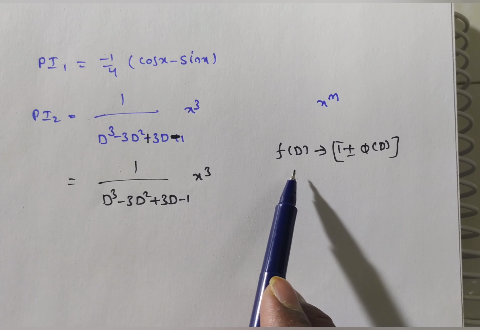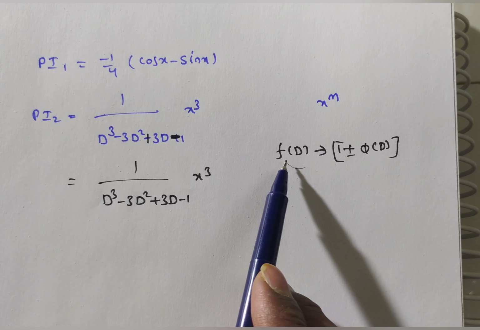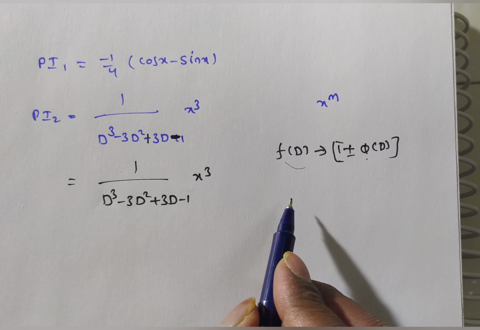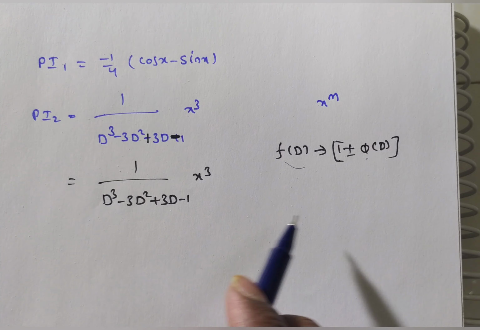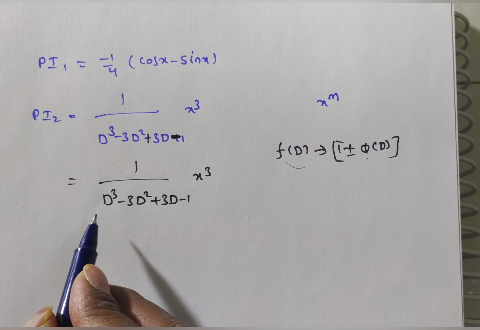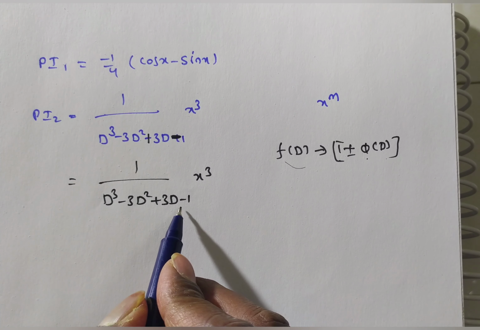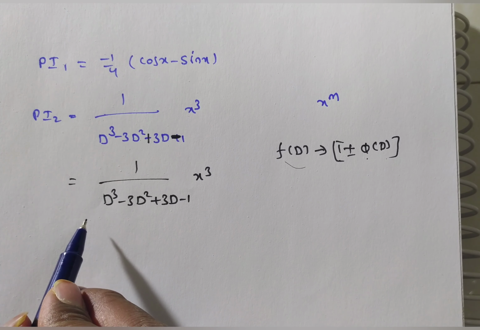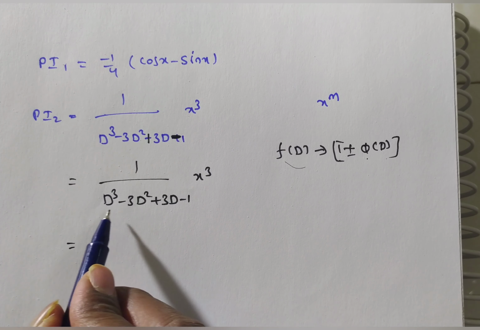In the shortcut method, we have to convert this f of D into 1 plus or minus phi of D form, because we can apply binomial expansion. For that, we have to take the lowest degree term as common. So here you have a minus 1. You can take minus 1 as common. Otherwise, we are already done.